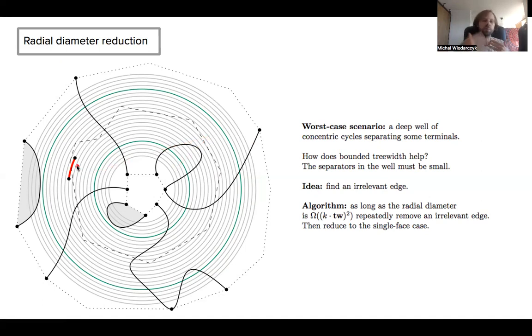And you can repeat this process, shrinking the graph at each step, and at some moment this process terminates, meaning that the radial diameter is small, and now you can reduce to a single face case by the argument from the previous slide. That's the outline of the algorithm.